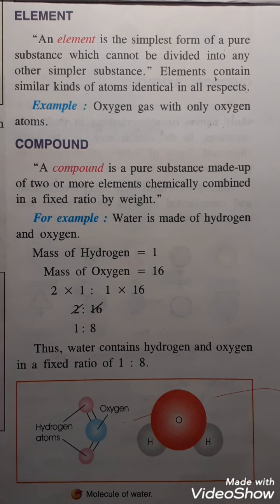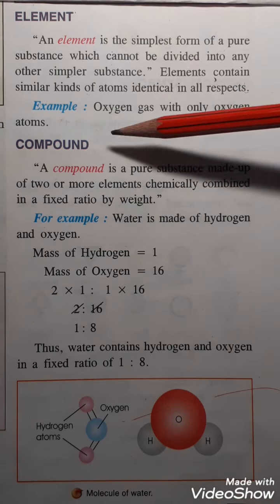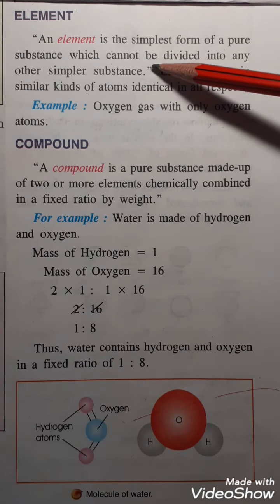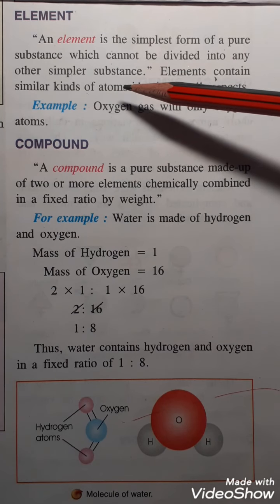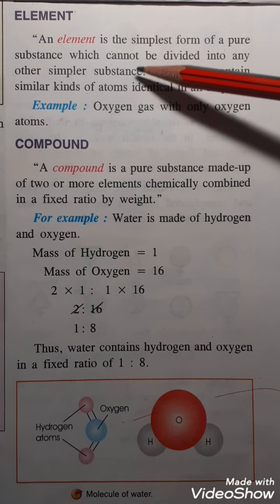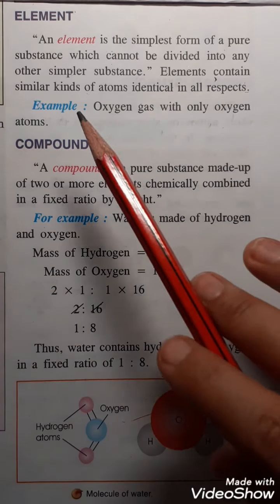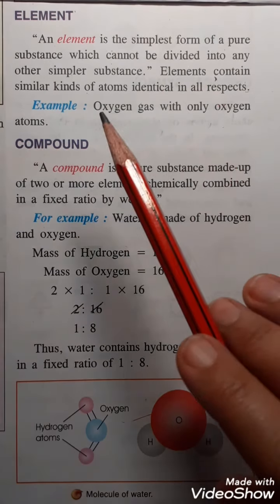Let us study the element and the compound. Children, pure substances are divided into elements and compounds. The pure substance which is in the simplest form and cannot be further divided into simpler substances is known as an element. Okay, so elements contain the same kind of atoms.